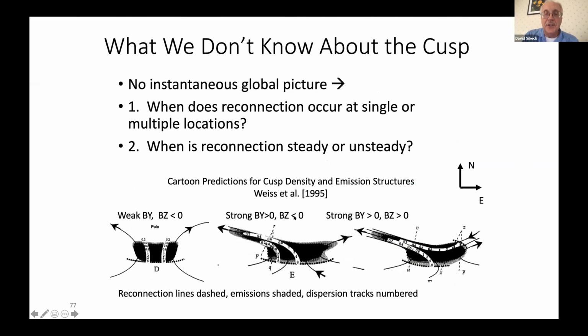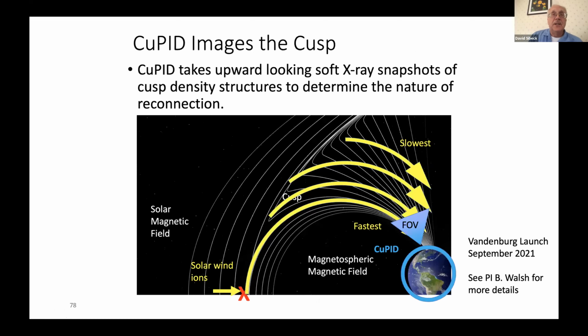Various IMF conditions, reconnection occurring at 1 or more locations, creating structures that extend in azimuth and latitude, might be diagnostic. If you could take pictures of the cusp and see these, we want to take pictures of the cusp. We want to distinguish between different models for time-dependent and spatial structure in the cusp. And the good news is we're about to be able to do that.